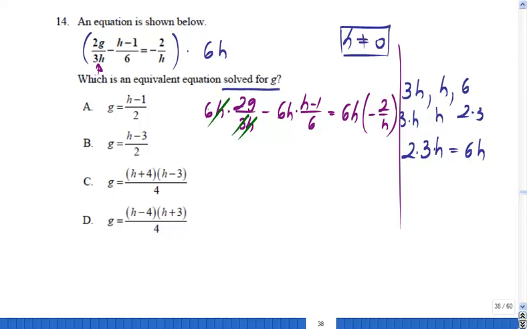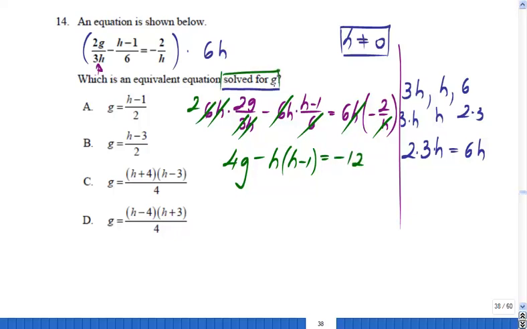h and h cancel, 3 goes in 6 2 times. 2 times 2g will be 4g, right? Minus, I got 6 and 6. I have h times h minus 1 equals what? H and h will cancel, right? And I got 6 times negative 2, negative 12.